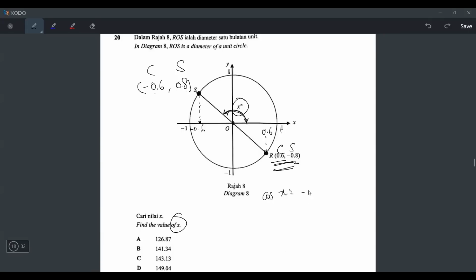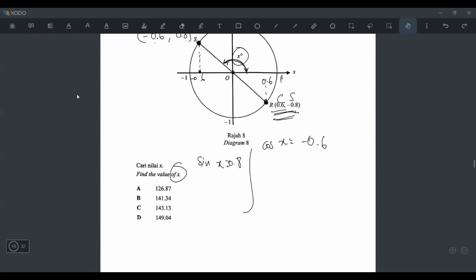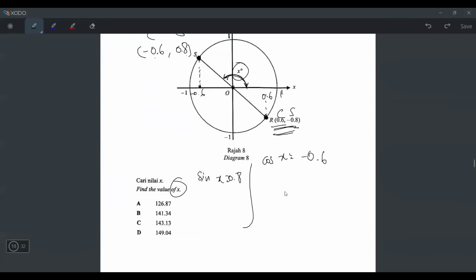In this case cos x is -0.6, and sin x is equal to 0.8. So if you want to find the value of x, it's possible. This is a normal case. So I'll just press shift sin 0.8.